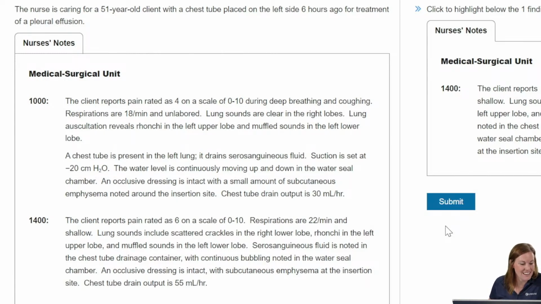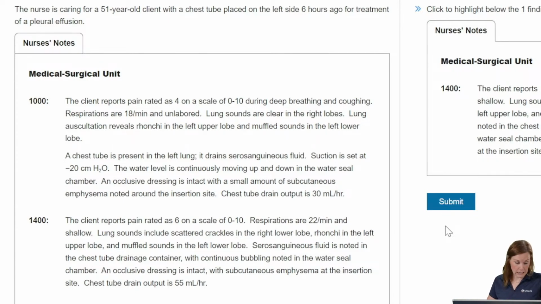So our note says at 10 o'clock, the client reports pain rated as 4 on a scale of 0 to 10 during deep breathing and coughing. Respirations are 18 per minute and unlabored. Lung sounds are clear in the right lobes. Lung auscultation reveals rhonchi in the left upper lobe and muffled sounds in the left lower lobe. We have a chest tube present in the left lung. It drains serosanguinous fluid. Suction is set at -20. The water level is continuously moving up and down in the water seal chamber. An occlusive dressing is intact with a small amount of subcutaneous emphysema noted around the insertion site. Chest tube drain output is 30 milliliters per hour.